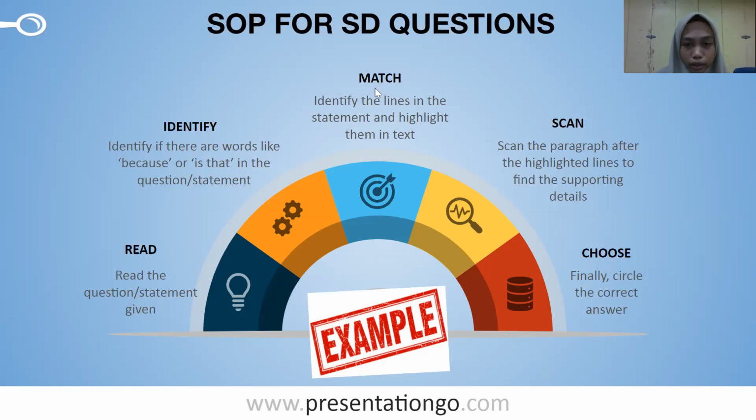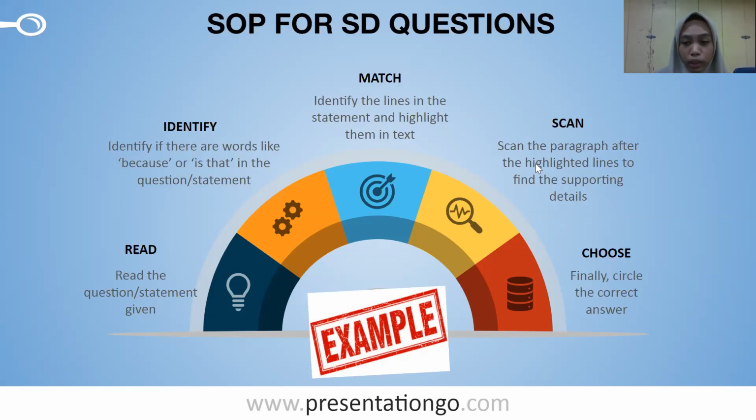Next, the third step is to match. You identify the lines in the statement and highlight them in the text. Usually in the question or statement given, they will give the line number. So you need to highlight the line number and then highlight them in the passage given. Next, the scan. We scan the paragraph after the highlighted lines to find the supporting details.